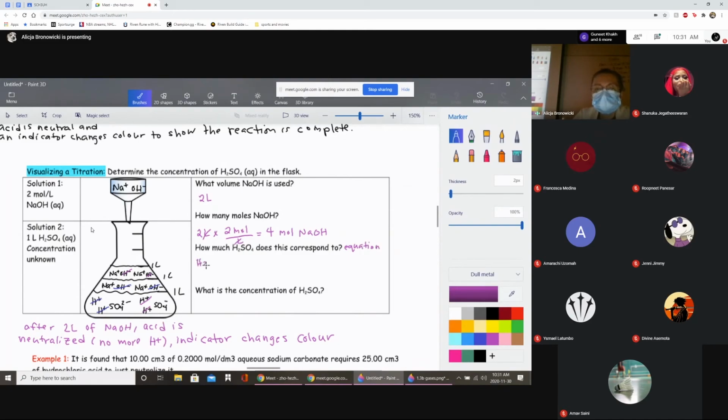So H2SO4 plus NaOH gives me Na2SO4 plus HOH. So I need to balance this. 2 hydrogens, I need to put 2 here. 2 hydrogens, 1 SO4, 1 SO4, 2 sodium, 2 sodium, 2 hydroxide, 2 hydroxide. Okay. So to figure out how many moles of H2SO4, I'm going to take my moles of NaOH.